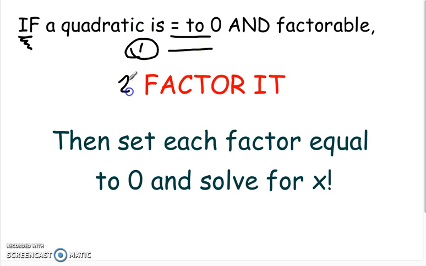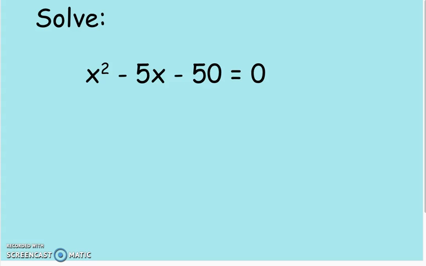We're going to factor it. That's going to be the second thing we're going to do. And then we're going to set each factor equal to 0 and solve for x. And that'll be the third thing to do. Let's jump into some examples.